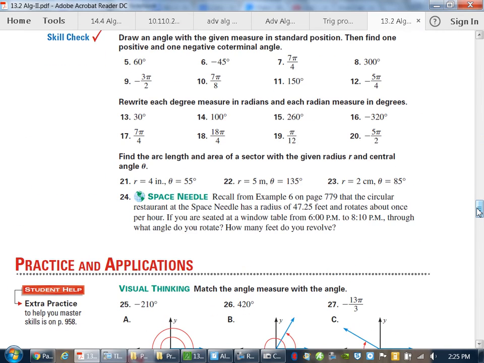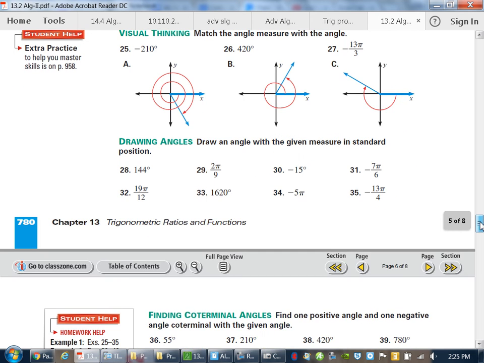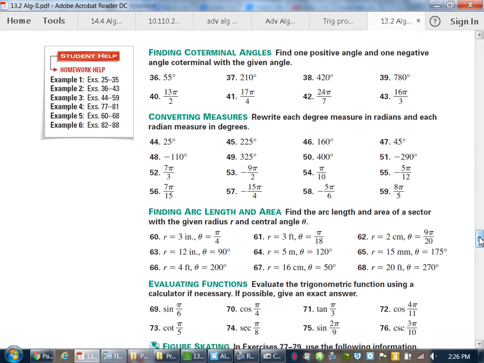I did that on rewrite degrees, radians, that's just boring. But we also did draw angles, find coterminals. Coterminal angles, you'd have one positive, one negative. The biggest trick with positive and negative coterminal angles was if you started beyond a revolution. That's all it was.